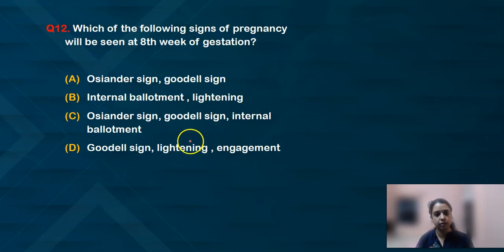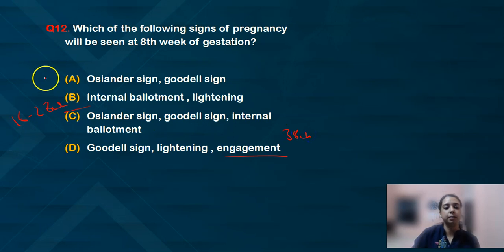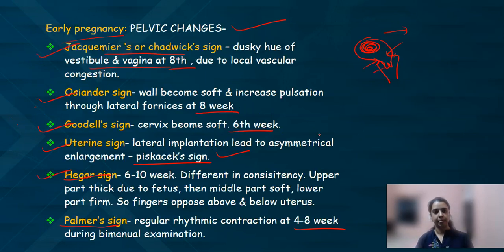Let's get back to the question. Osiander and Goodell sign at 8th week, yes. Internal ballottement, no. Internal ballottement is seen at 16 to 28 weeks. Then engagement is a sign of 38 weeks, so it is also not there in early pregnancy. So your answer is A.